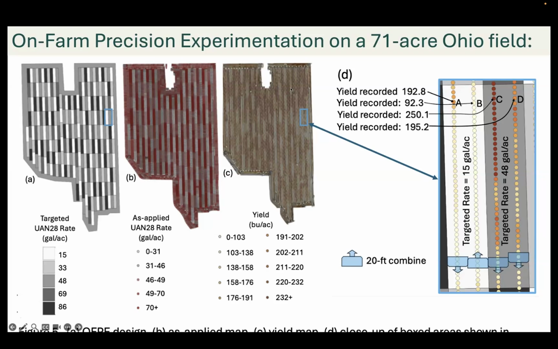What you see over here on the right is yield. It's a yield map. The yield data shows clearly that there was a response to nitrogen. You can see places where there were low amounts of nitrogen supplied in the light red. Then there are low amounts of yield here in the light brown. Okay, what's that mean?